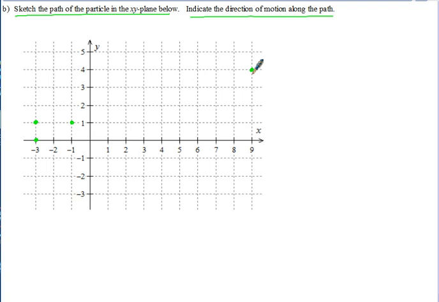So, it started at negative 3, 1, negative 3, 0, negative 1, 1, and 9, 4. So we know it goes in that order. So when we sketch the graph here, it's a little tricky to tell what's happening. Is it going in a straight line? Is it curving this way or this way?